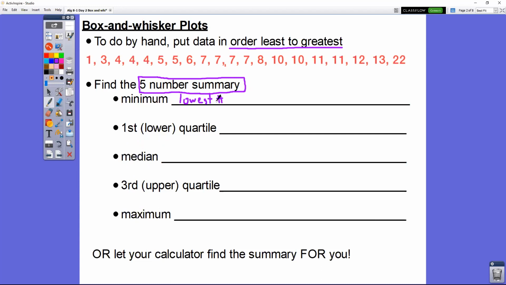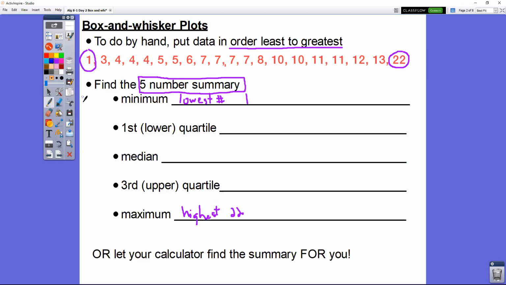So our minimum here is 1 because 1 is our smallest number. The maximum is our highest number. Our highest number here is our last number when we put it in order from least to greatest. So that would be 22. Now we need to find the median.